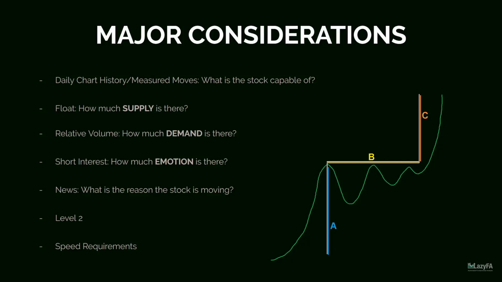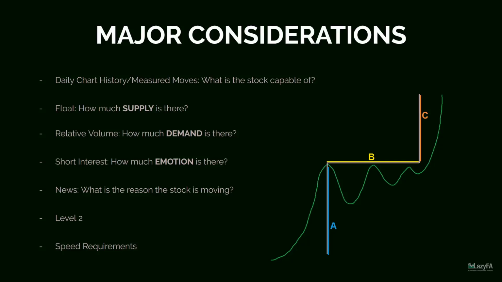And then the last 2 are related to level 2 and speed requirements. Level 2, you don't really need if you're just getting started, but as you become a more advanced trader, level 2 data can really help you predict where the top is or where the bottom is just by looking at the bids and offers that are in the market right now.